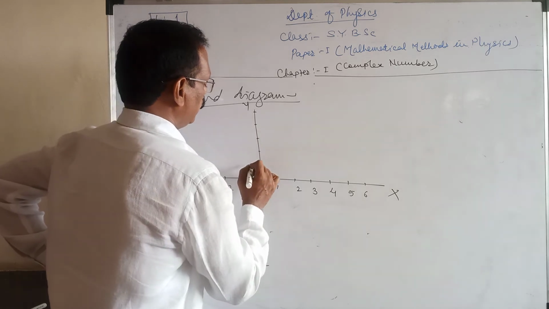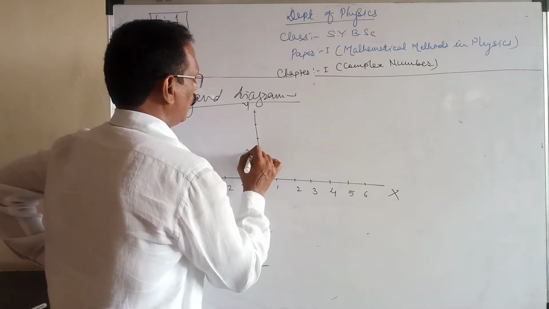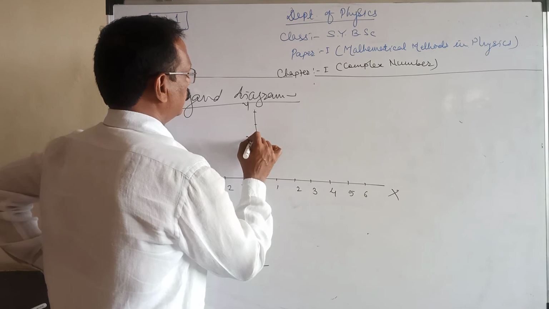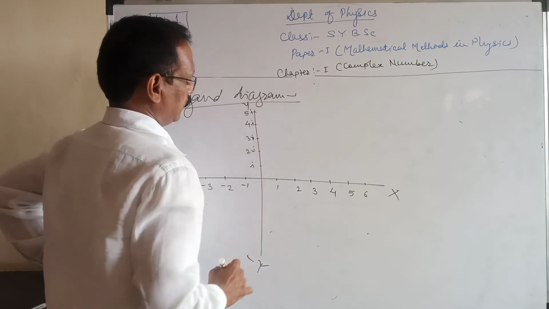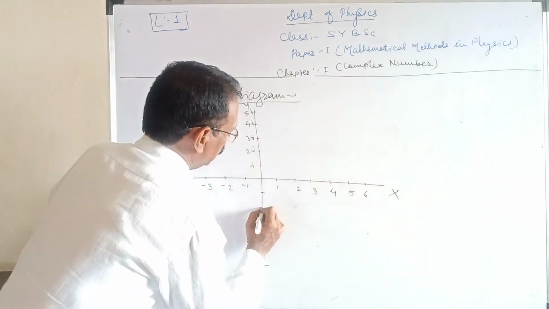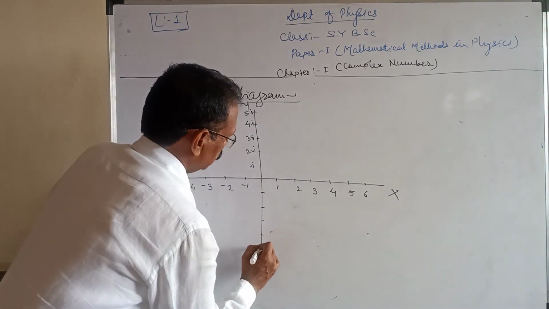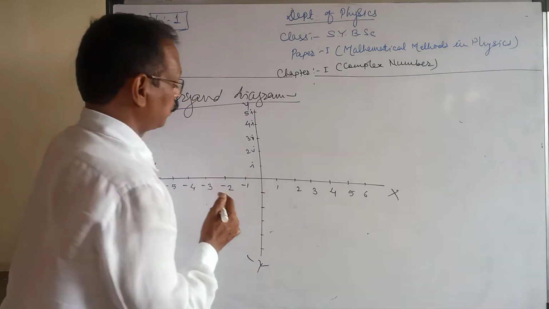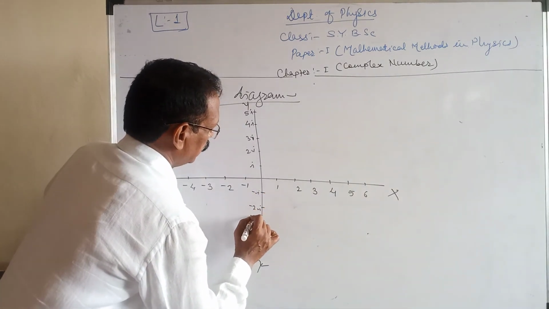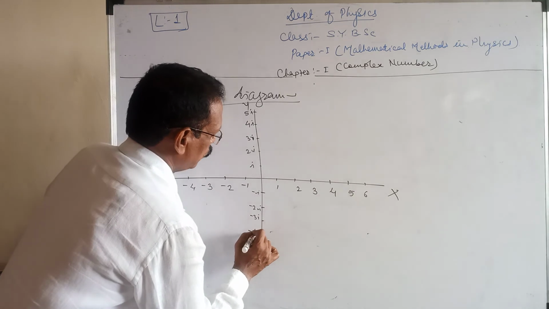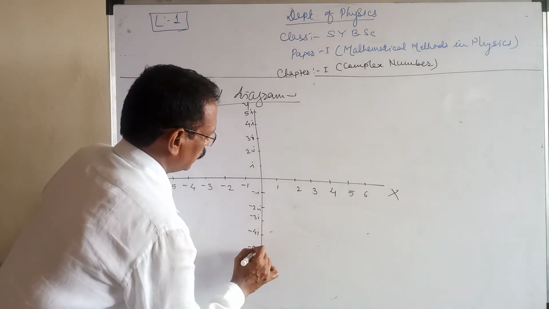So it is i, 2i, 3i, 4i, 5i and so on. Now in this case, along the negative y-axis, the imaginary numbers that we have to plot are minus i, minus 2i, minus 3i, minus 4i, minus 5i.